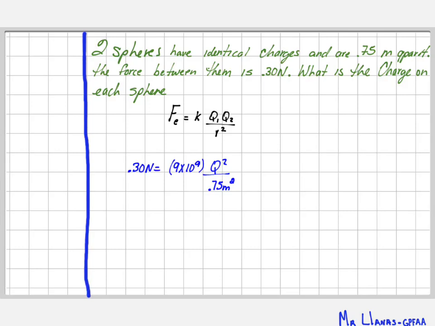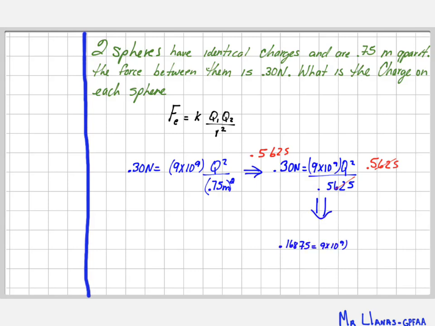So we can leave it as q squared, because the two spheres have identical charges. If they're identical, we know that the q is going to be identical. We just have to square it, because remember, the equation is q1 times q2. And then once we do that, we can square 0.75 and multiply it on both sides. Once we rewrite the equation, that gives us this right here.